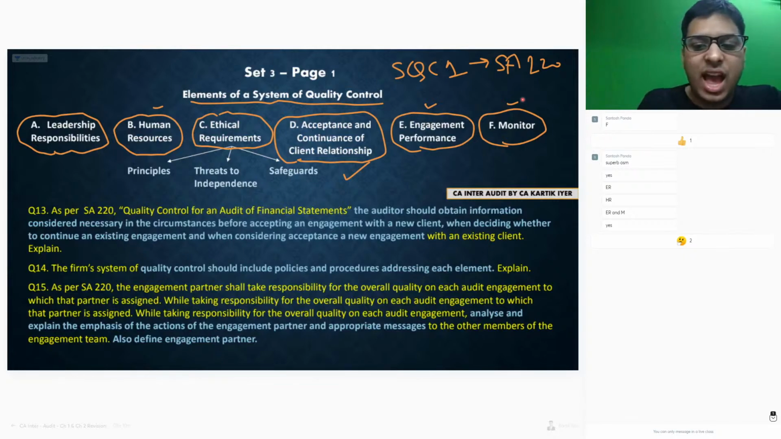Now let's look at the questions in relation to this. See this. As per SA 220, quality control for an audit of financial statements.